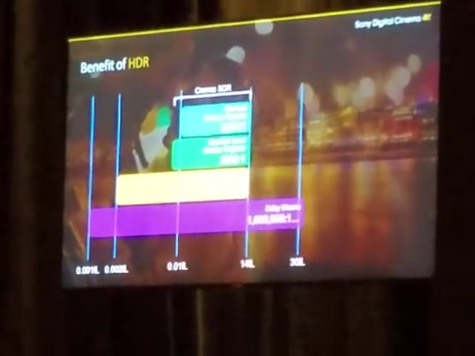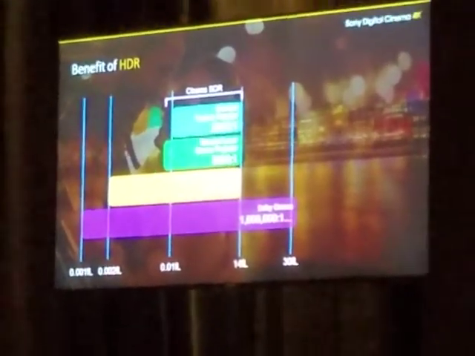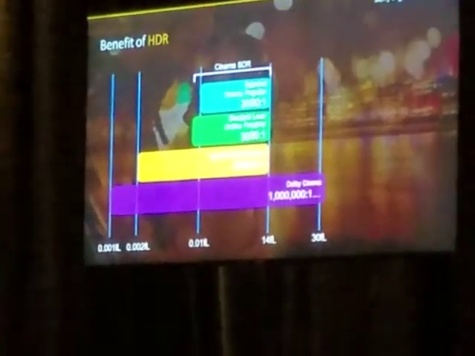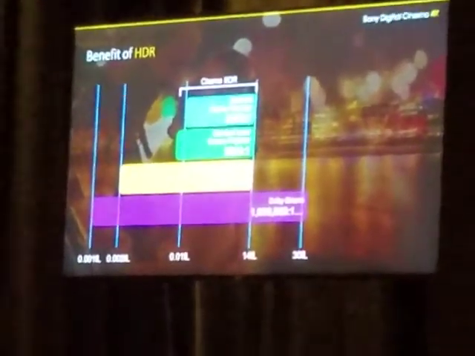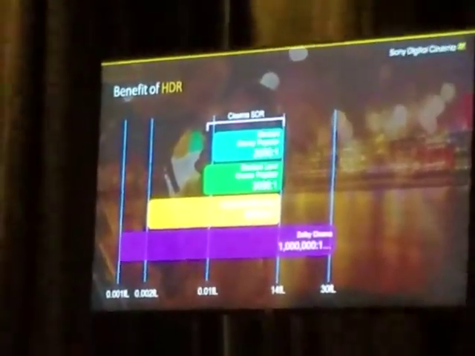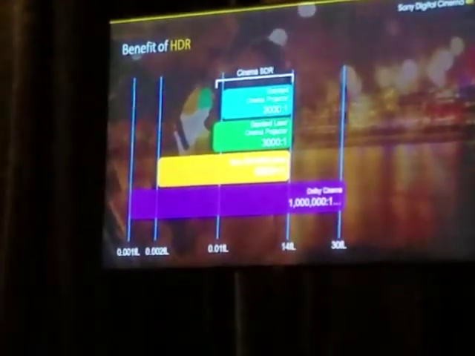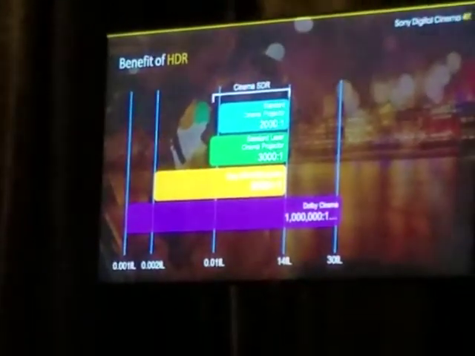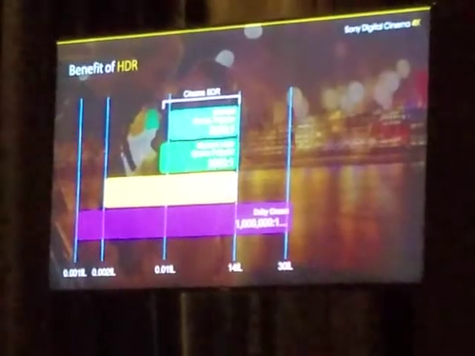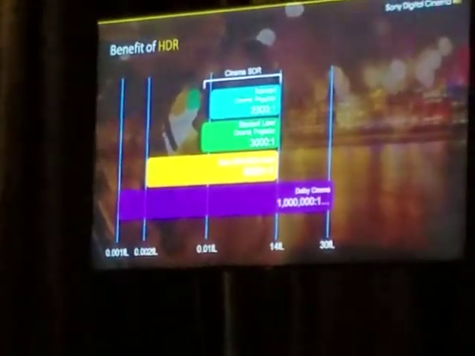So if we look at a normal DCI projector with a 2000:1 contrast ratio, set up for 14-foot Lamberts, then 2000 levels below that your blacks are going to be sitting at 0.01 foot Lamberts. The standard laser projectors at the moment are only about a 50% improvement on that, so about 3000:1 at best, and so obviously the black level is not too far below that. So again, the dynamic range is not too good.